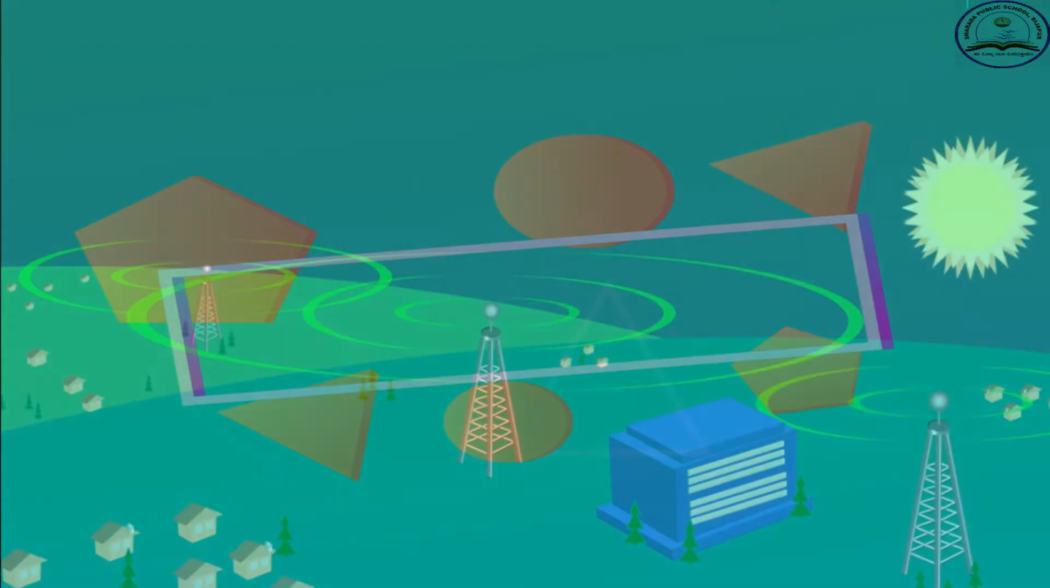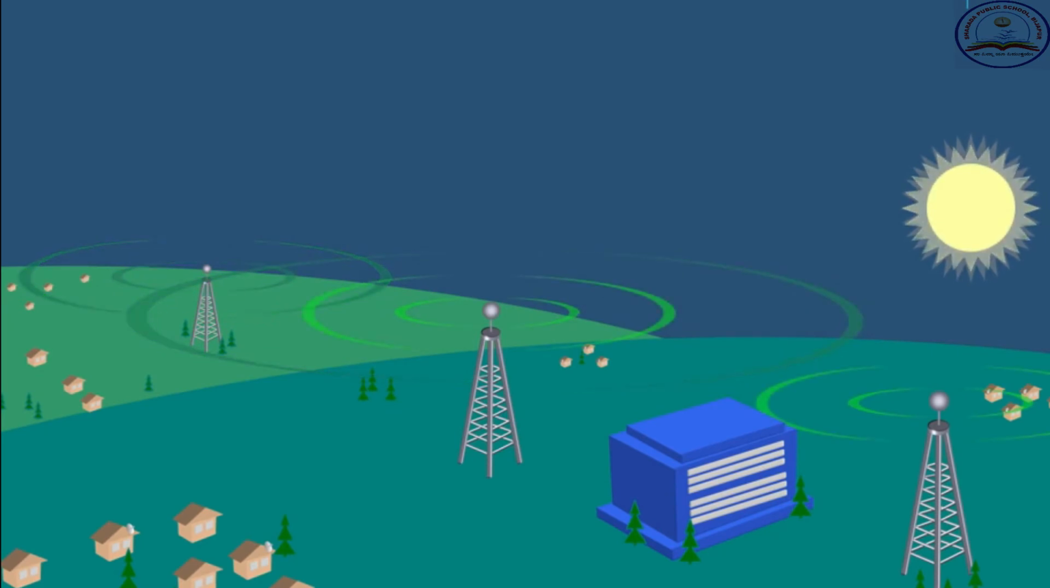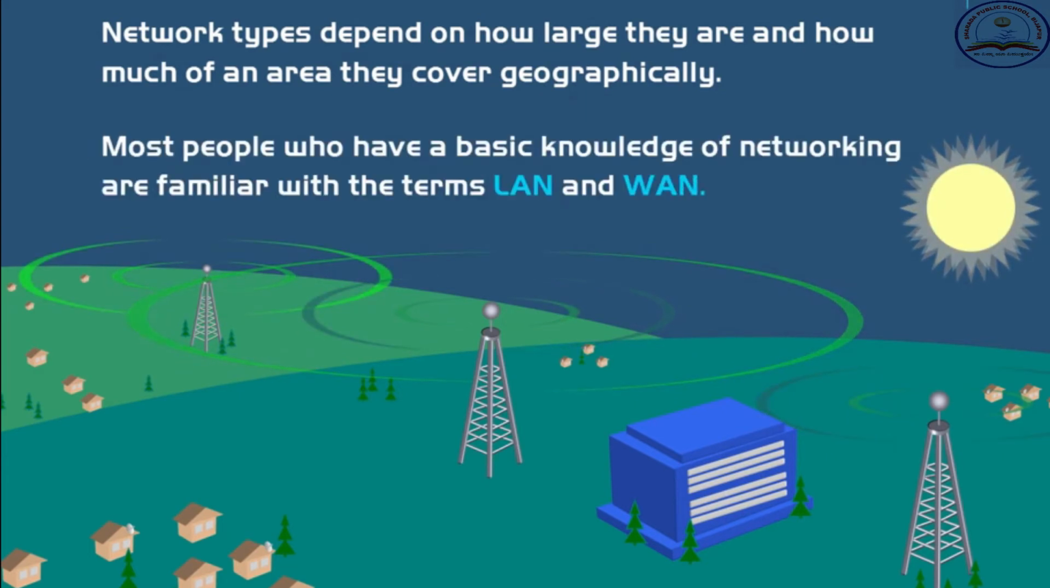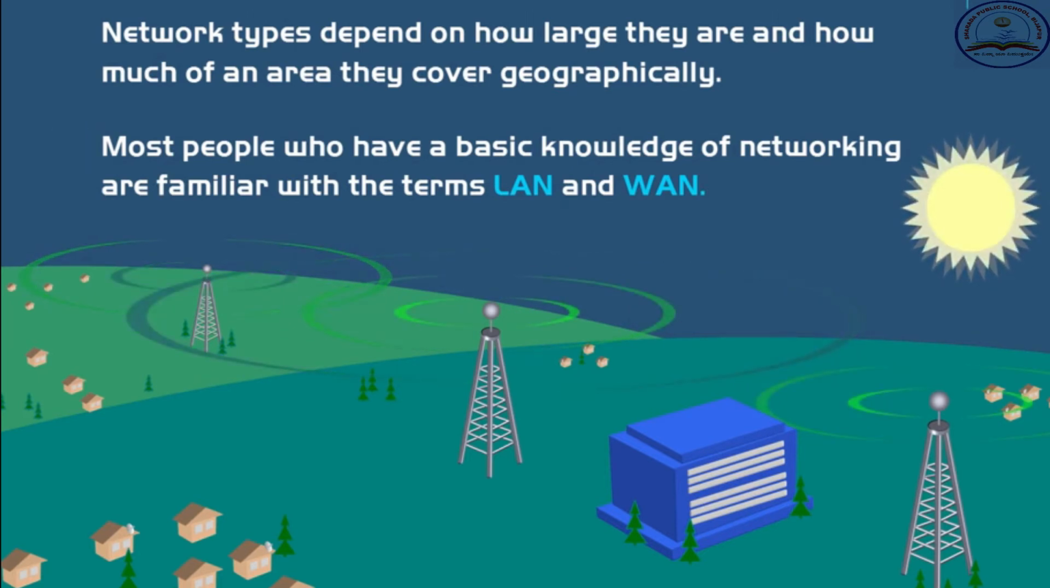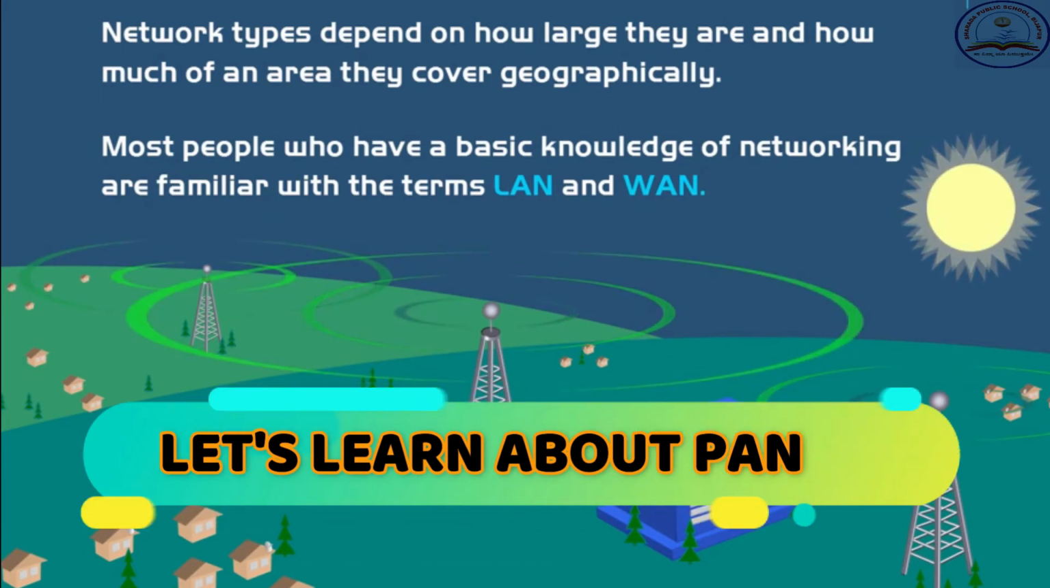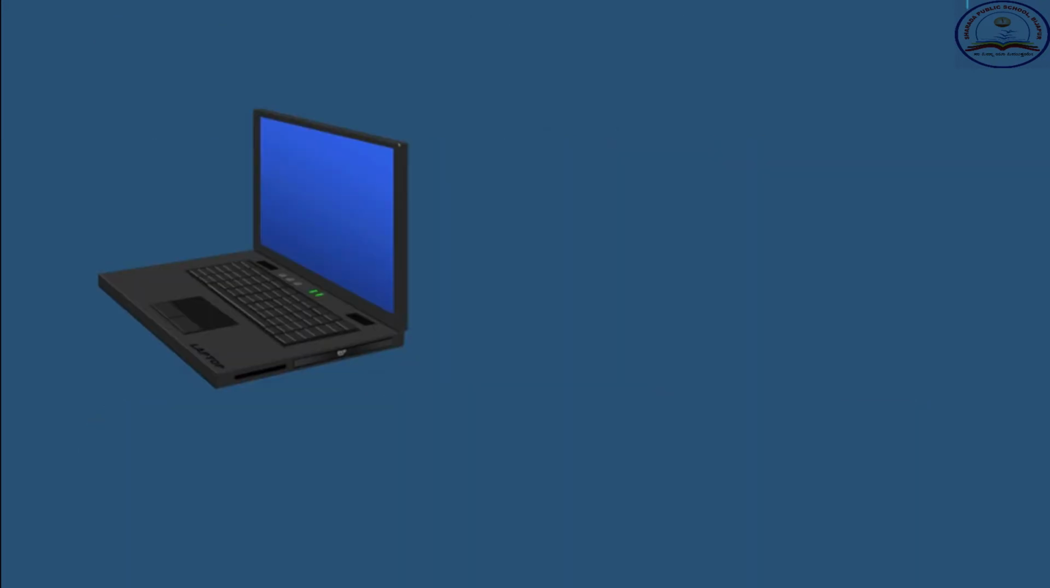In this video, we are going to learn about the different types of networks. Let's continue with the explanation part. Here you can see some networks, buildings, and some small houses. Network types depend on how large they are and how much of an area they cover geographically. Most people who have basic knowledge of networking are familiar with the terms LAN and WAN. So let's learn LAN and WAN and other different types of networks.